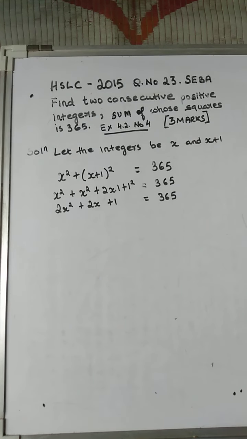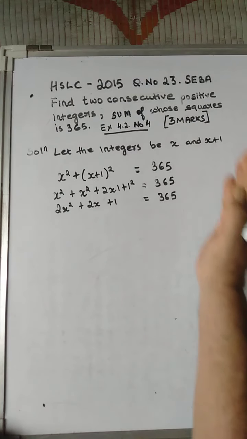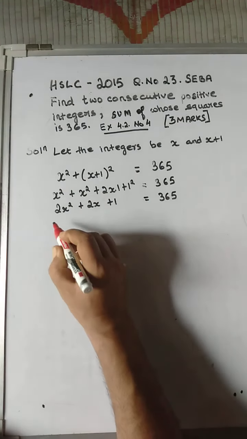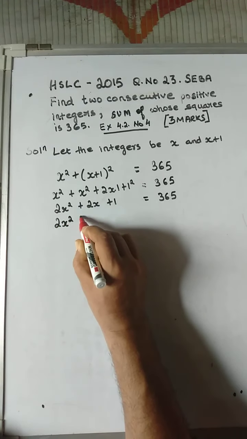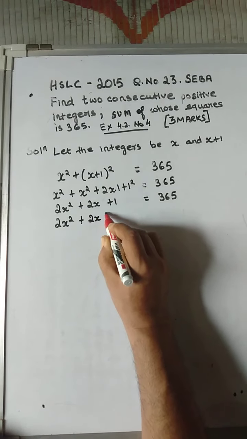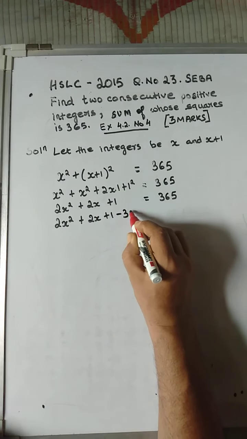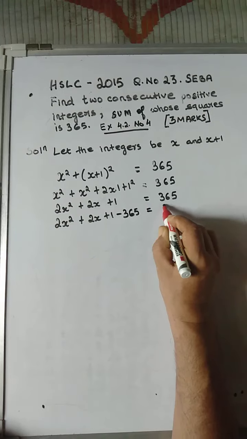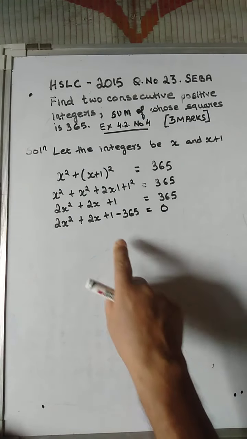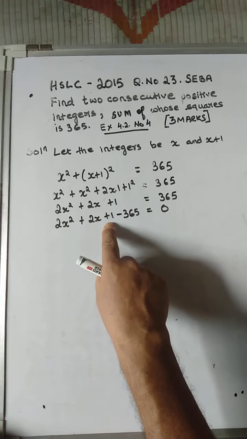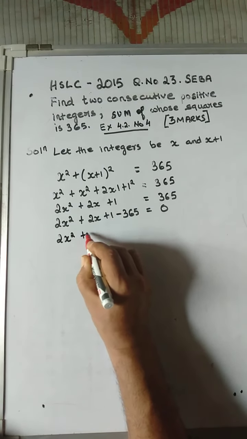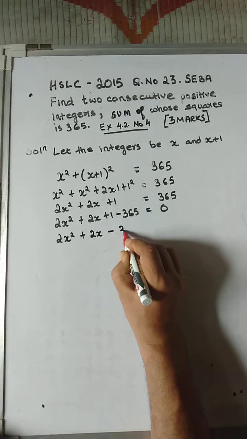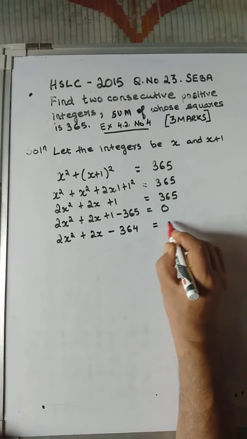Now you can never get the true value of the statement of equality when you do not put 0 on this side, so there should be a transposition like this. So you create the quadratic equation by writing 2x squared plus 2x plus 1 minus 365 is equal to 0. Since there is a negative and a positive here, you need to cancel that again. 2x squared plus 2x minus 364 will be equal to 0.